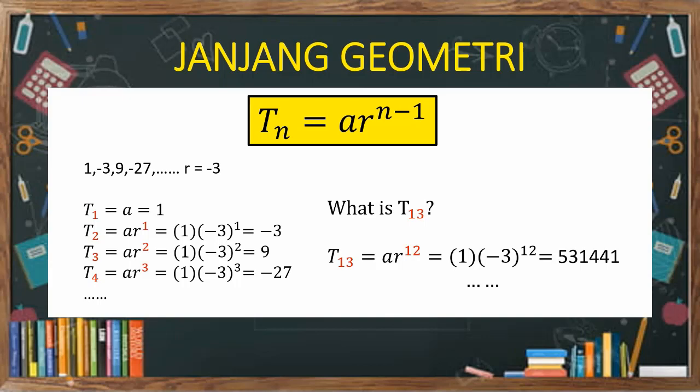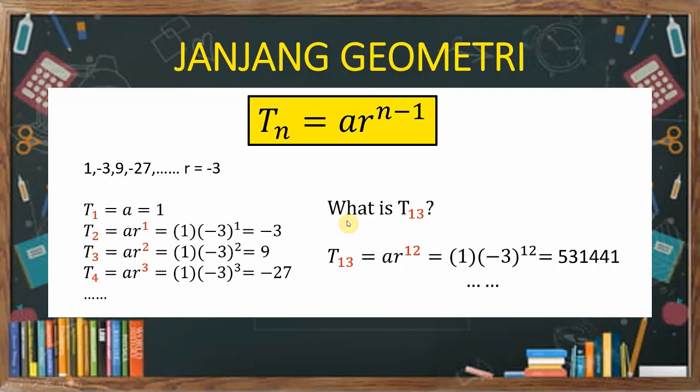Let's see the first example. 1, -3, 9, -27. As we found out just now, the R is -3. The first term is A, which is 1. The second term is AR. The third term is AR to the power of 2. The fourth term is AR to the power of 3.